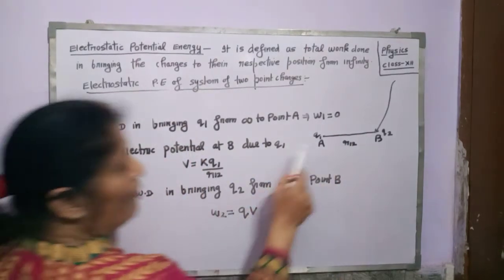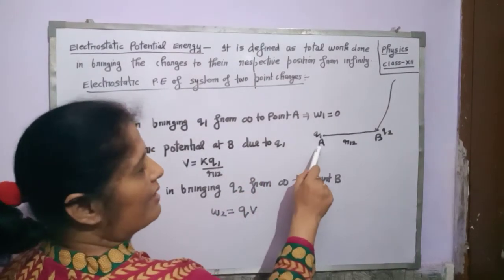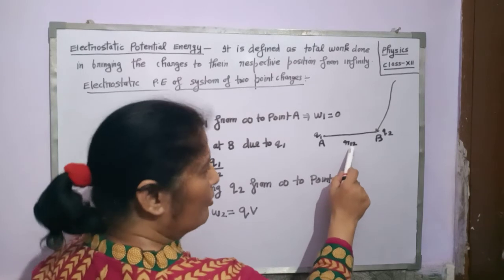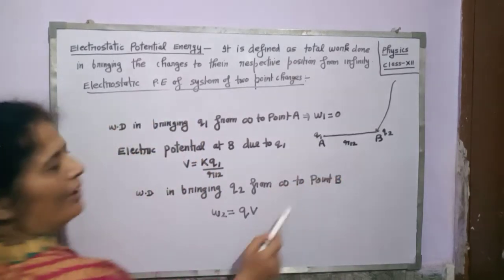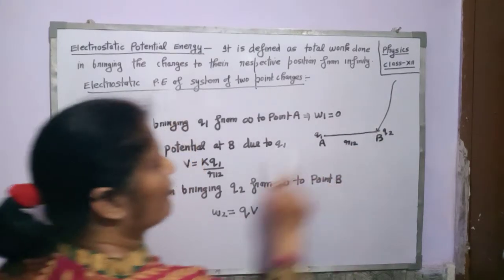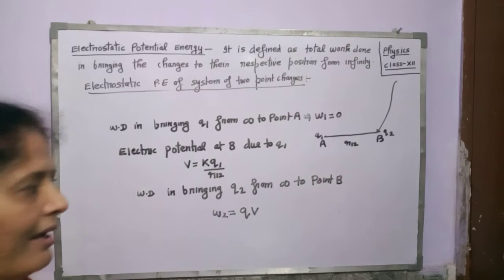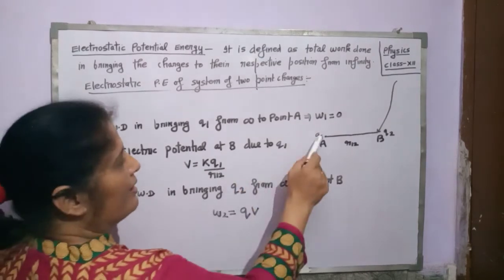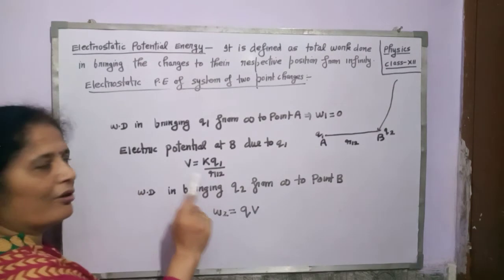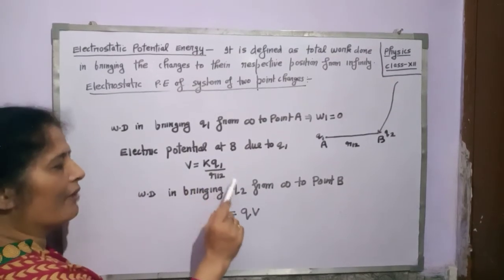Now what is the value of the potential due to this charge Q1 which is placed at point A? The distance between the points A and B is R12. Therefore, the value of the potential due to this charge Q1 at B is V equal to KQ upon R. Here, in place of Q, we have Q1 and the distance is R12. So the electric potential is V equal to KQ1 upon R12.